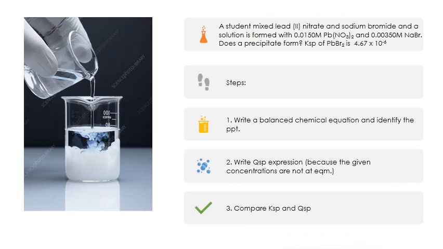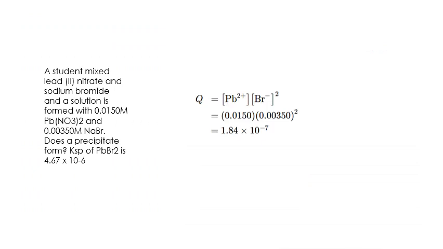So here is the example. Two solutions mixed here are lead(II) nitrate and sodium bromide, and the solution is formed with concentrations of 0.015 molar Pb(NO3)2 and 0.0035 molar NaBr. Does a precipitate form? Ksp of PbBr2 is given. So what we have to do is first write a balanced chemical equation and identify the precipitate. Then we will write the Qsp expression because the given concentrations are not at equilibrium. And then we will just compare Ksp and Qsp. So let's go ahead and try this question.